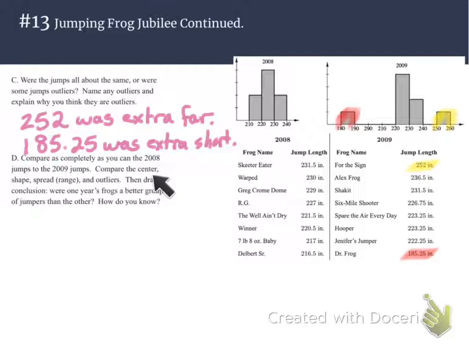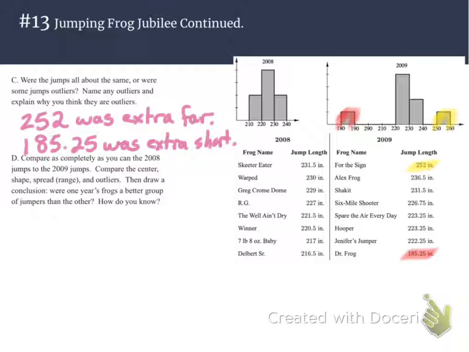Let's start with the center. So I would say that 2008, the data is closely grouped together, so the range is small. It looks symmetrical. There are no outliers. For 2009, it has a large range. And I don't know, you could kind of almost argue that it's pretty close to being balanced. I mean, you have a high outlier and you have a low outlier. So even though they have outliers, they kind of cancel each other out.